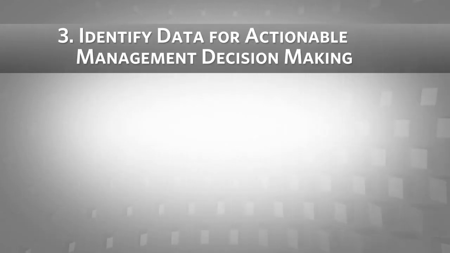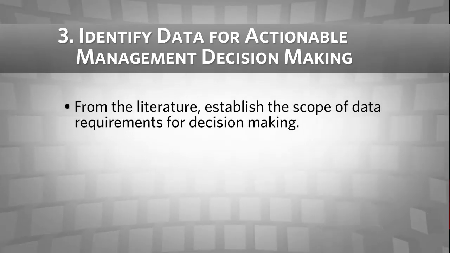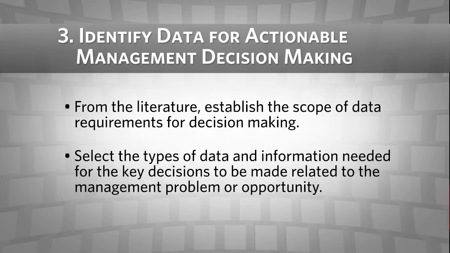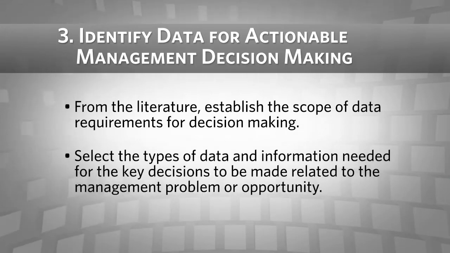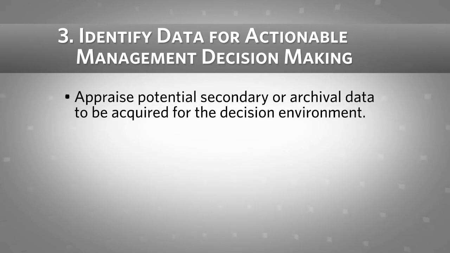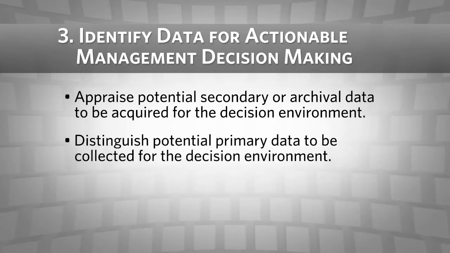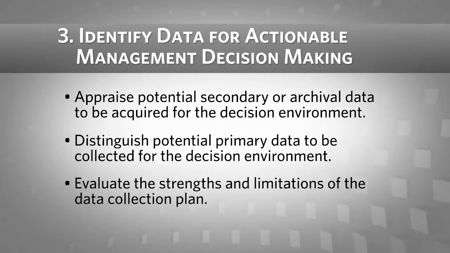Step 3. Identify and assemble all the data you want stakeholders to consider. From your literature, establish a set of data requirements for decision-making. Select the types of information needed for the key decisions to be made related to the management problem or opportunity. Appraise potential secondary or archival data to be acquired for the decision environment. Distinguish potential primary data to be collected for the decision environment. Evaluate the strengths and limitations of the data collection plan.